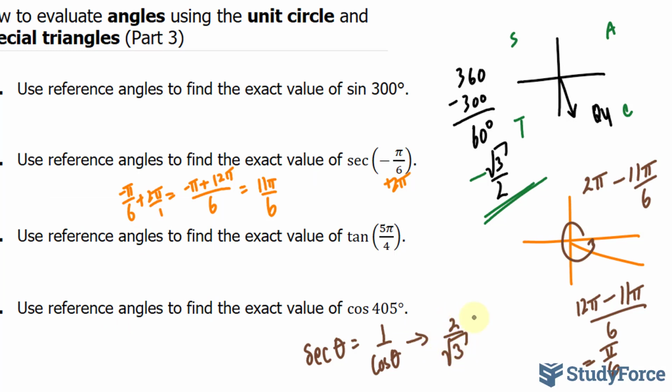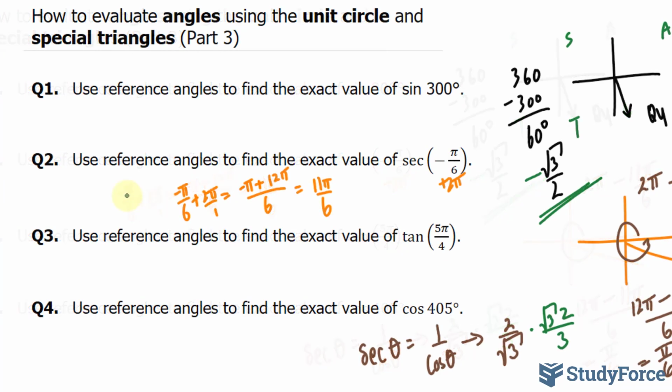Now you can leave your answer like this, but some textbooks might have a different looking answer. That's because they've rationalized the denominator. They've multiplied the top and the bottom by the square root of 3, which gives you the square root of 3 at the top times 2, and then the 3 at the bottom. That's the answer to question number 2.